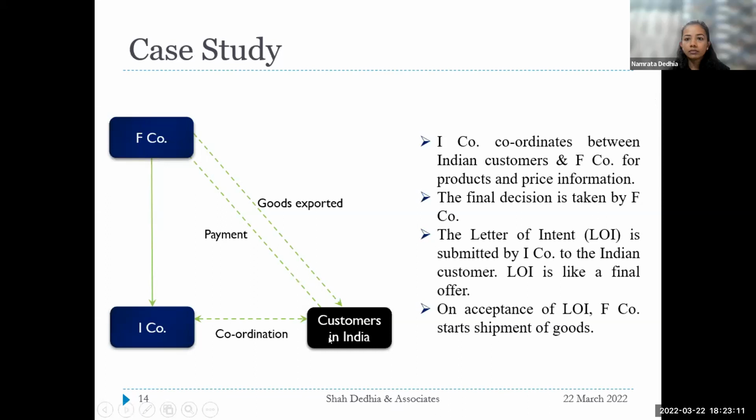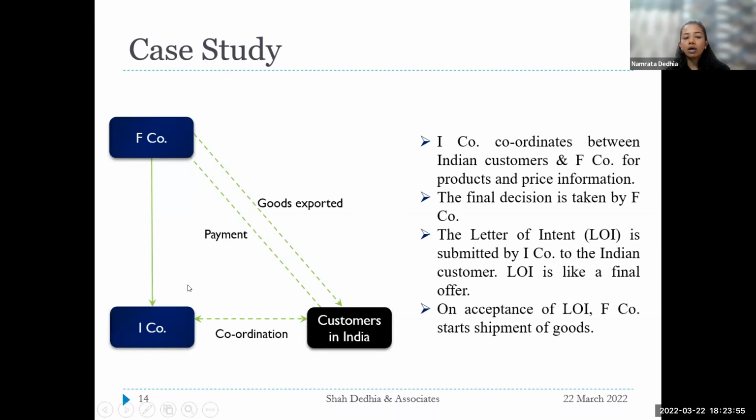The goods are exported by the foreign company to Indian customers, and payment is being made by the customers to the foreign company. The letter of intent, which is like the final offer submitted by the Indian company to the customers in India, and only when that letter of intent is accepted, FO, which is the foreign company, starts the shipment of goods to the Indian customers. Now in this situation, would you consider the Indian company to be an agent, or more rather than an agent, would you consider the business of the company to whom income is attributable and is taxable?